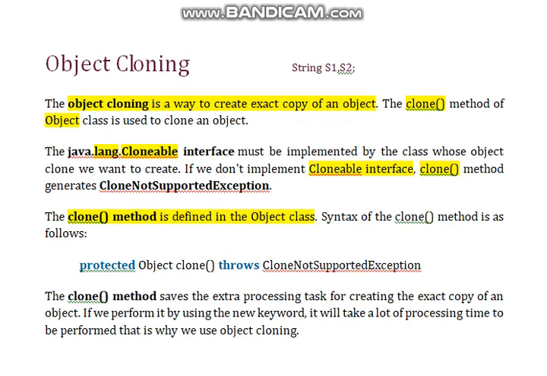So what is the syntax of the clone method? This is the syntax of the clone method. Its access specifier is protected, and its return type is Object, that is, an Object class object, and the clone method throws CloneNotSupportedException.